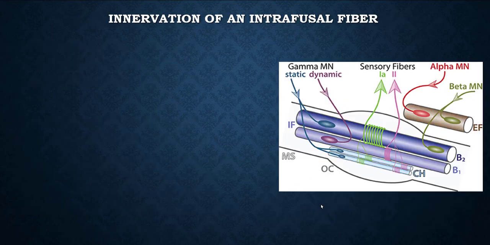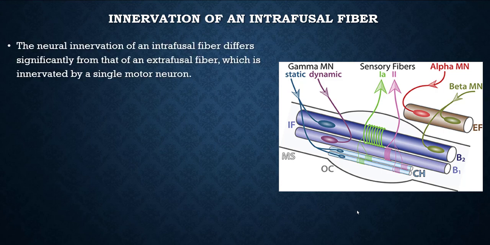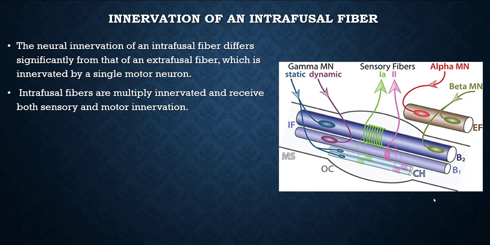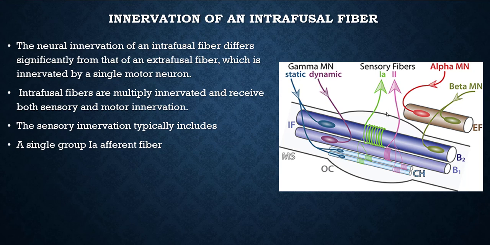Innervation of the intrafusal fibers. Neural innervation of intrafusal fibers differs significantly from that of extrafusal fibers, which are innervated by a single motor nerve. Intrafusal fibers are multiply innervated and receive both sensory and motor neurons. The sensory innervation typically includes a single group Ia afferent fiber and a variable number of group II afferent fibers.